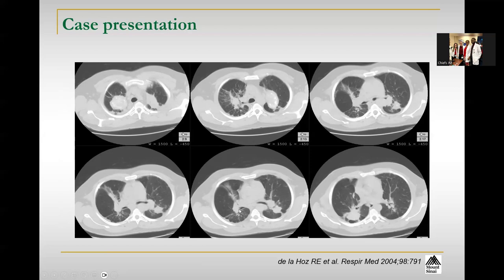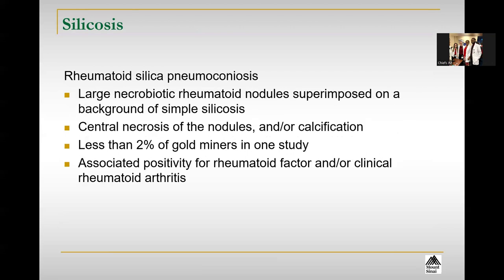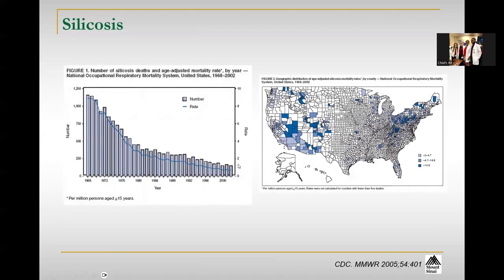He had asthma, was admitted to the ICU, and the attending in the ICU decided to take advantage of the controlled situation of the patient to do a needle biopsy and demonstrated that this was silicosis. Accelerated silicosis is just a more rapid form of the disease in people who are very intensely exposed to silica. And there's also a rheumatoid variant of silica pneumoconiosis. In the United States, in the area of Appalachia, in New England, in Vermont, New Hampshire, and also in the Southwest, in the mining states like Arizona, Colorado, Nevada, there tend to be more cases of silicosis than we see here.